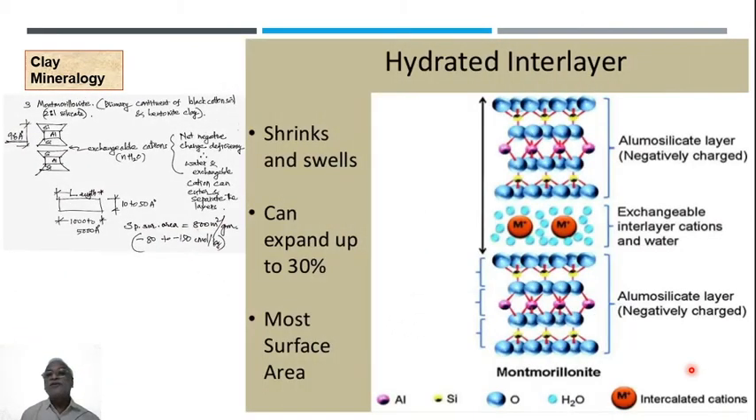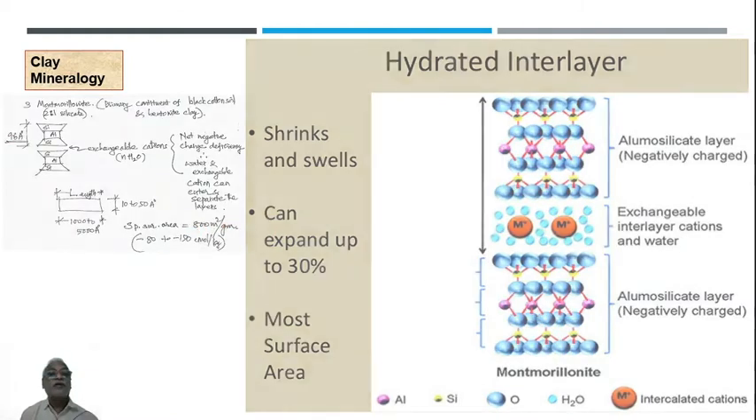Okay, that is the space which is the most important space where water and cations will be entering. The same thing is shown once again. The important points to be noted are it shrinks and swells a lot. Montmorillonite has got that kind of property, or in general clay minerals, but this has got too much of it. It can expand up to 30%. It has got the maximum surface area. I told you it is around 800 meters square per gram.